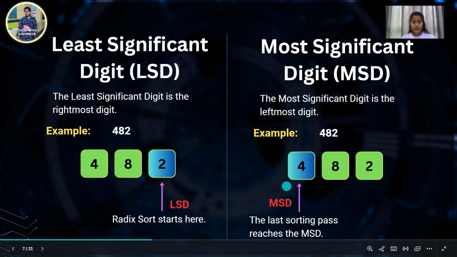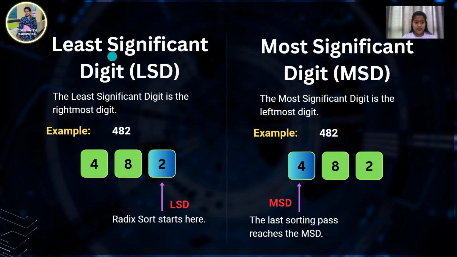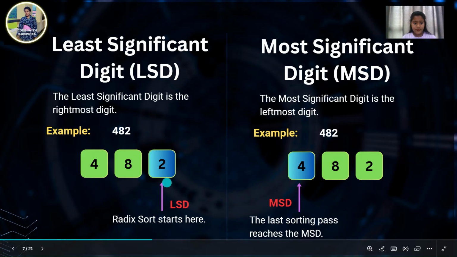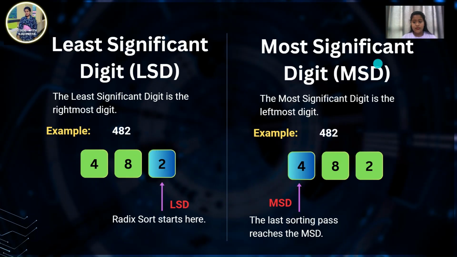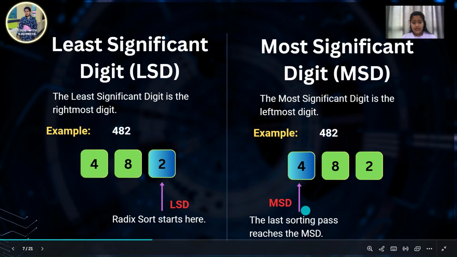Two key terms to remember: LSD and MSD. LSD, least significant digit, the rightmost digit. This is where Radix sort begins. In this number, the 2 is the LSD. Radix sort starts here. Next one, the MSD, most significant digit, the leftmost digit. In this number, the 4 is the MSD. This is where the final pass finishes.